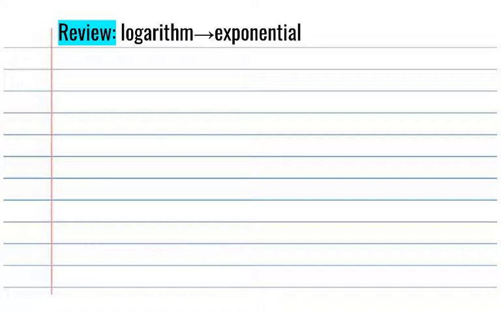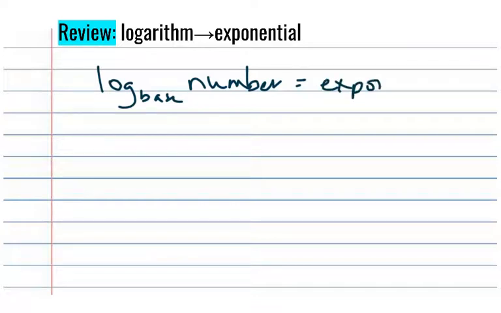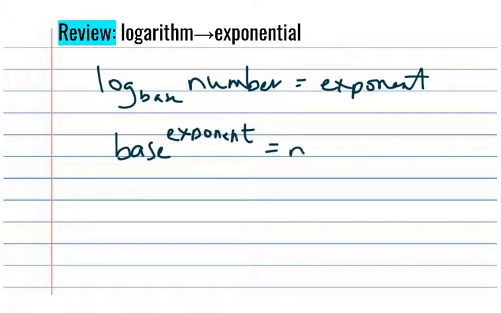So let's write this out in words. If we had a log of some base of a number, we know that equals an exponent. If we want to rewrite this into exponential form, we're just going to take our base raised to our exponent equals our number. So we would have our base raised to some exponent, and that's going to equal our number.